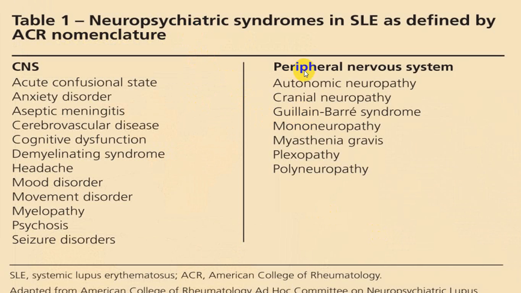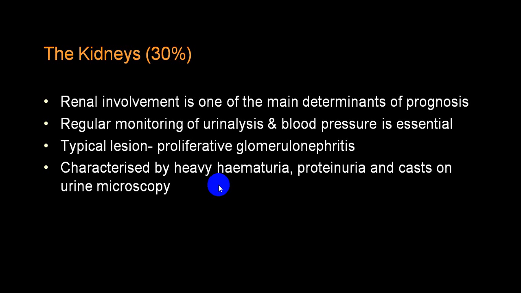Neuropsychiatric involvement, you can have a peripheral neuropathy, almost mimicking Guillain-Barré. It can be mononeuropathy or polyneuropathy. And in CNS involvement, you can have a lot of involvement along with SLE: acute confusional state, anxiety, aseptic meningitis, cerebrovascular disease, headache, demyelinating syndromes, mood disorders, myelopathy, seizures, psychosis, etc. There is a big list. You can have presentation in any form.